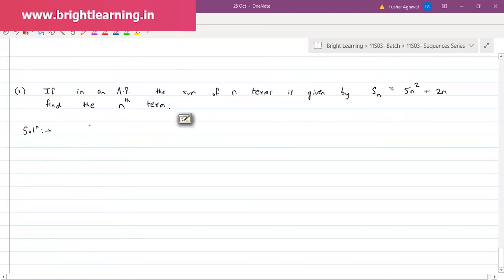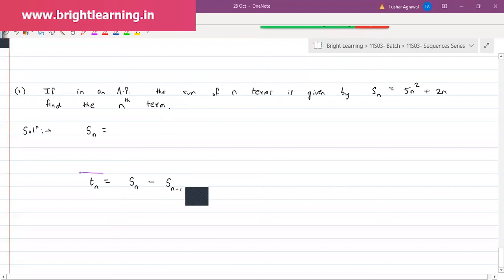So Sn is what? Actually, here only one thing you need to know. Tn, just direct formula I will write. If you can conclude this result directly, then it's well and good. Nth term is sum up to n terms minus sum up to n minus 1 terms, their difference. If this result clicks to you, then the sum is over.